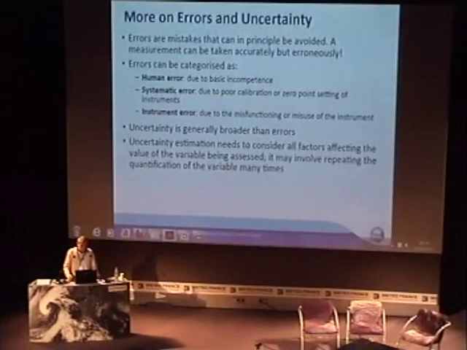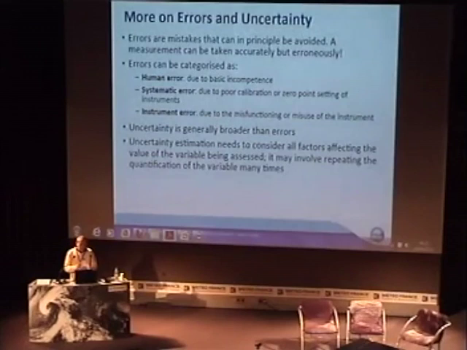And then you have instrument errors due to the misfunctioning or misuse of the instrument. Misfunctioning, I think it's clear what it is. Misuse, I inserted in this category also things like parallax error, because it's really down to how the instrument is designed. And if an instrument is designed in such a way that you can't access well what you're reading, then you get parallax errors and so on.